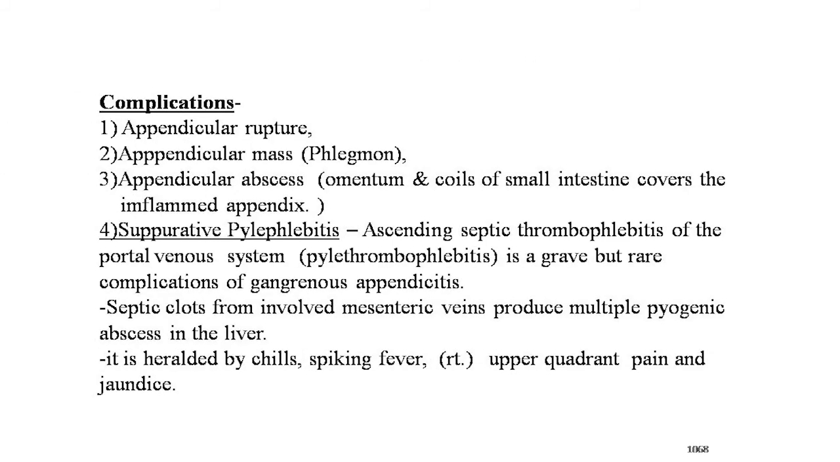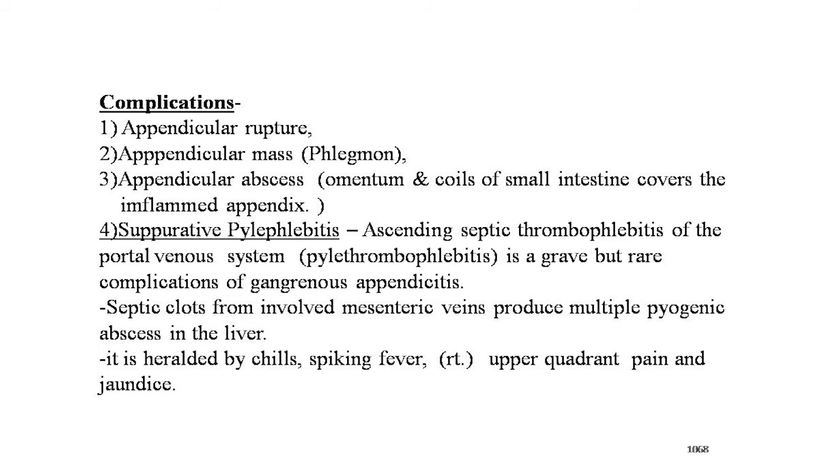Now the complications of appendicitis are appendicular rupture, appendicular mass, that is called a phlegmon, appendicular abscess, where omentum and coils of the small intestine cover the inflamed appendix to secure it, suppurative phlebitis, pylephlebitis, and ascending septic thrombophlebitis of the portal venous system. Pylethrombophlebitis is a grave but rare complication of gangrenous appendicitis.